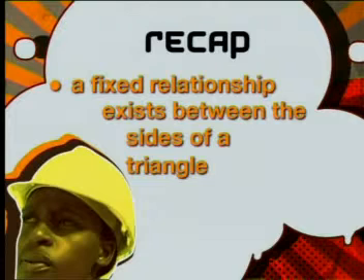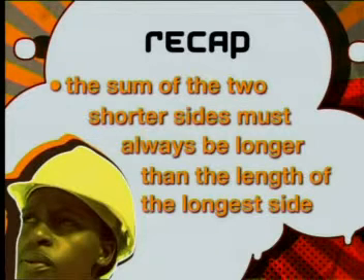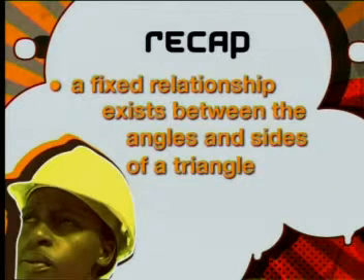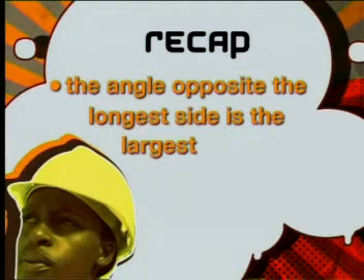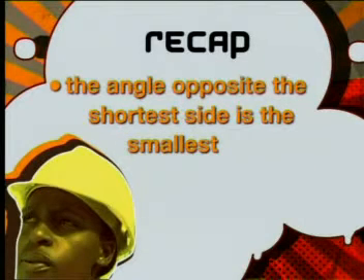We have learned that a fixed relationship exists between the sides of a triangle. The sum of the two shortest sides must always be longer than the length of the longest side. We also found a fixed relationship between the angles and sides of a triangle. The angle opposite the longest side is the largest. The angle opposite the middle side lies between the largest and the smallest angle. And the angle opposite the shortest side is the smallest.